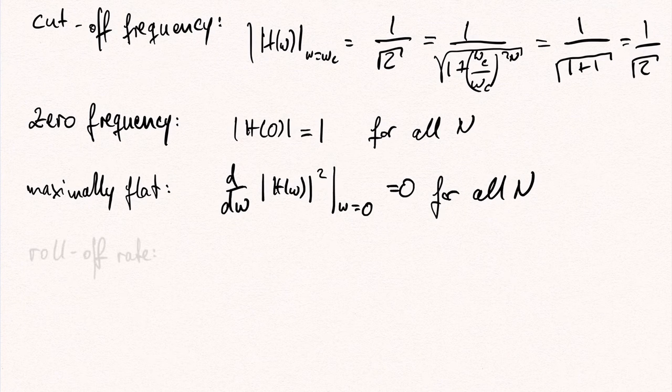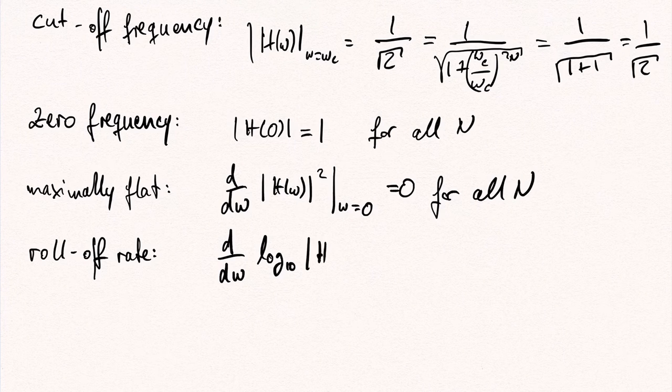Another important property of a filter is its roll-off rate. In order to get a transition band that is as narrow as possible, and hence to get as close as possible to the ideal filter, the roll-off rate has to be as big as possible, because it is given as the first derivative with respect to omega of the logarithm of base 10 of the magnitude of the frequency response squared at the cutoff frequency. For the Butterworth filter, this is equal to minus n, which means in order to increase the roll-off rate and to get closer to the ideal filter, we have to increase the order n.